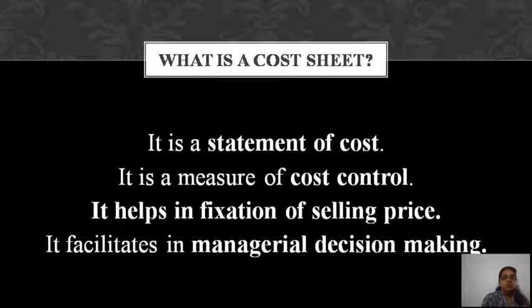That is, when we prepare the cost sheet, we get the breakup of each and every type of cost. So here we can see which cost is high, and that will help us in the reduction of those costs. The third one, it helps in the fixation of selling price. As I just said, it helps in the calculation of total cost. When we get the total cost, to that we add the profit margin, and the resultant answer is the selling price. The last one, it facilitates managerial decision making. As it helps in cost control, it plays a role in the managerial decision making process.